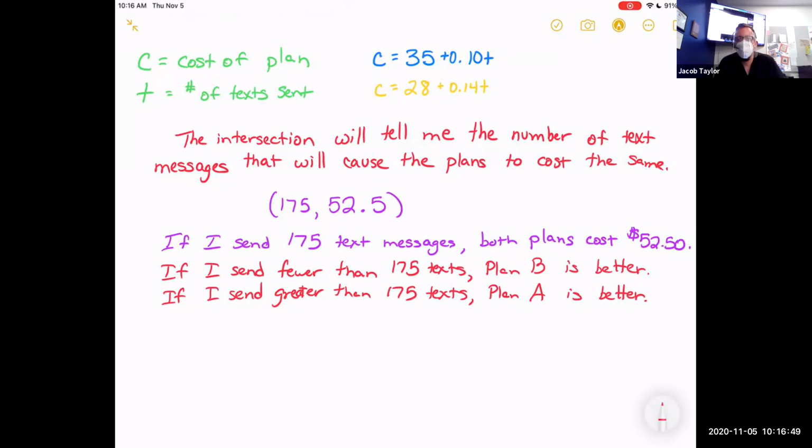Does anybody have any questions for me about systems of equations?